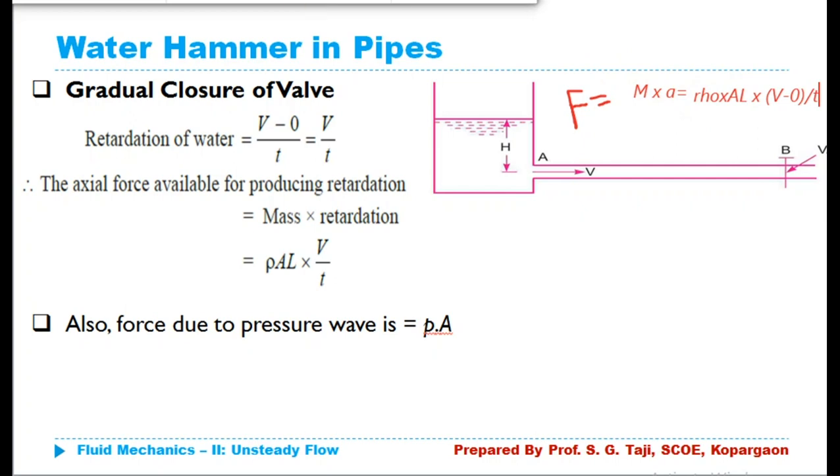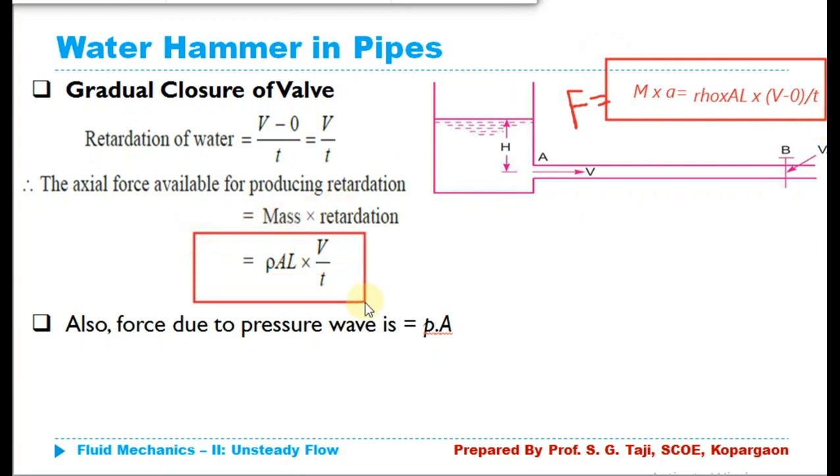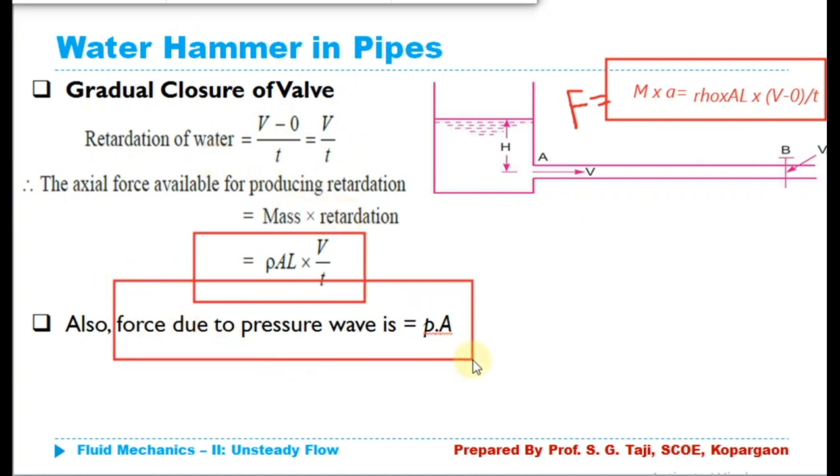This equation is going to give me the force which is generated due to the retardation. Here is the equation for axial force generated due to the retardation, that is rho A L multiplied by v divided by t, where v minus 0, that is v by t, is the retardation of the water. At the same time, force due to the pressure wave can also be computed as p multiplied by the area of cross section on which this force is acting.